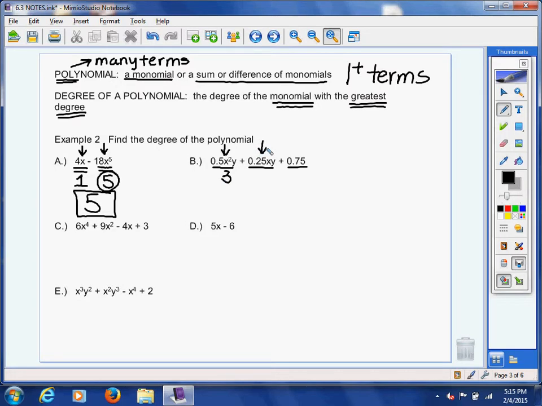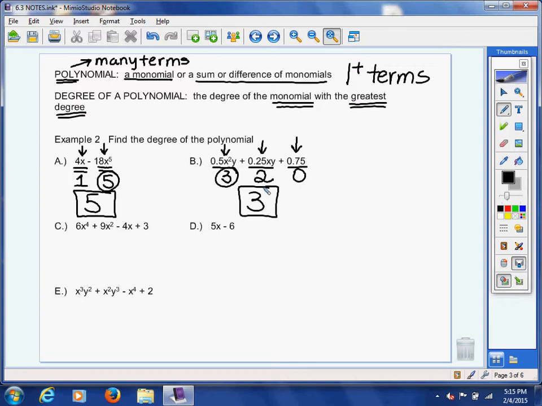Let's go to the next one. We've got our second term, 0.25 xy. X has an understood 1 exponent, and y also has an understood 1. Add those up. 1 plus 1 is 2, and that's the degree of that monomial. And let's go to the third one. The third one doesn't have any variables on it. That's a constant number, and all constant numbers have a degree of 0. So let's look at our choices: 3, 2, 0. Which one's the biggest number in that set of 3? You're right. So 3 is the degree of that entire polynomial. The entire polynomial has a degree of 3.